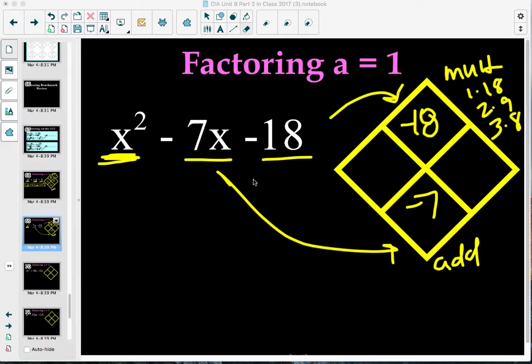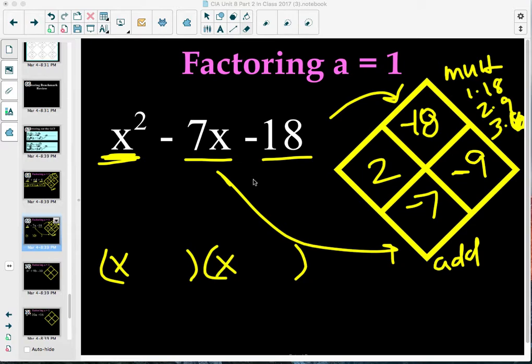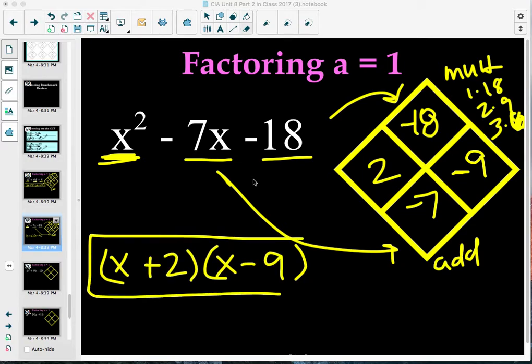So I have 1 and 18, 2 and 9, 3 and 8. So I'm going to think, okay, 1 and 18 is never going to add to 7. 2 plus 9 isn't, but 2 minus 9 is. So 2 and 9 are my factors. That should say 3 and 6, excuse me. All right, 2 minus 9 is what's going to add to a negative 7. The bigger number needs to be negative if you want to add to a negative. And you can always check that on a calculator. And remember, I need x and x, and then I just plug my factors in, plus 2 and minus 9.